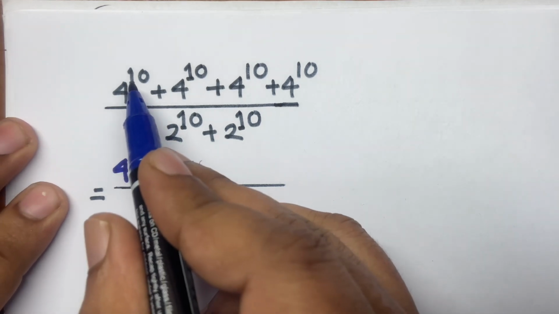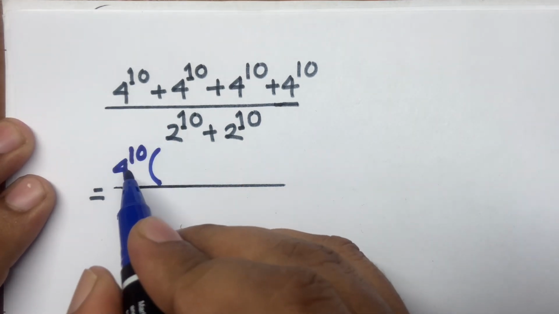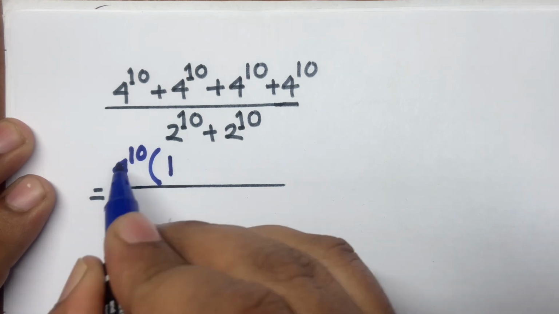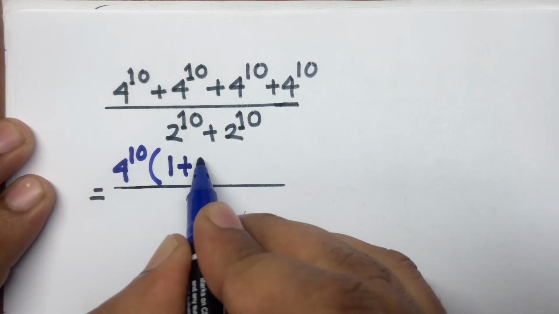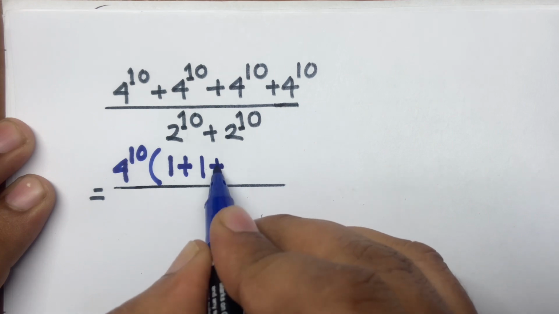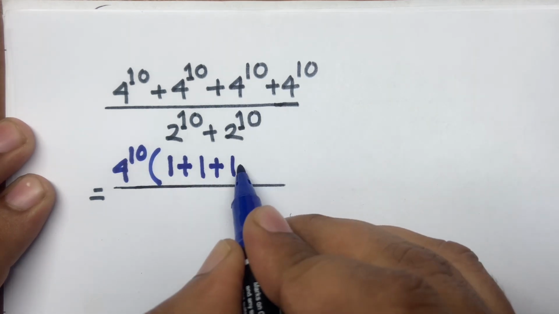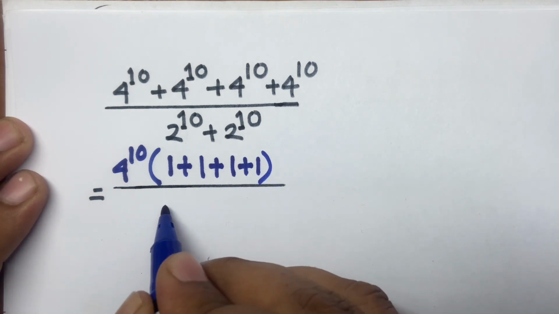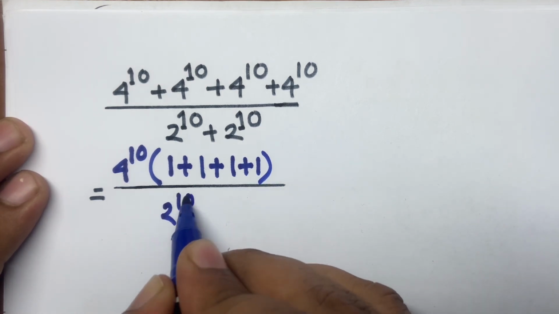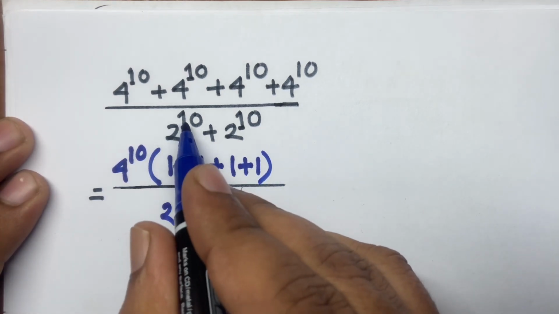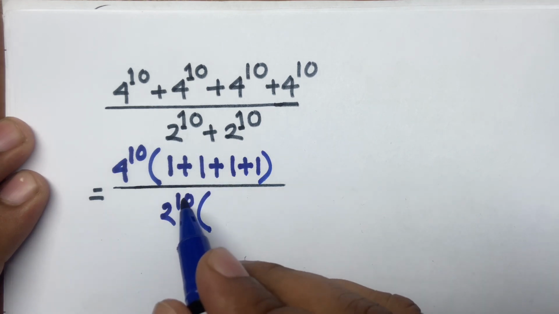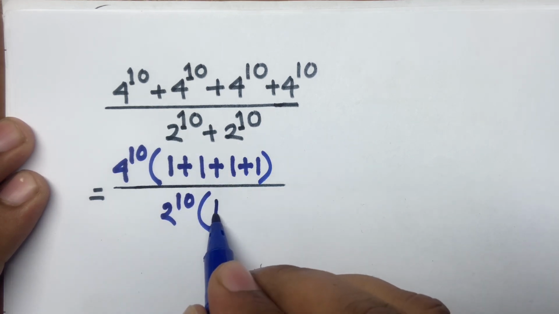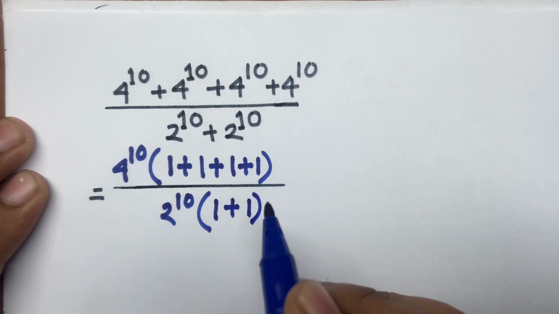If I divide 4 to the power 10 by 4 to the power 10, I can say this value is 1, again 1, again 1, again 1. Now 2 to the power 10 is common, so if I divide 2 to the power 10 by 2 to the power 10, this time I can say this is 1 and again this is 1.